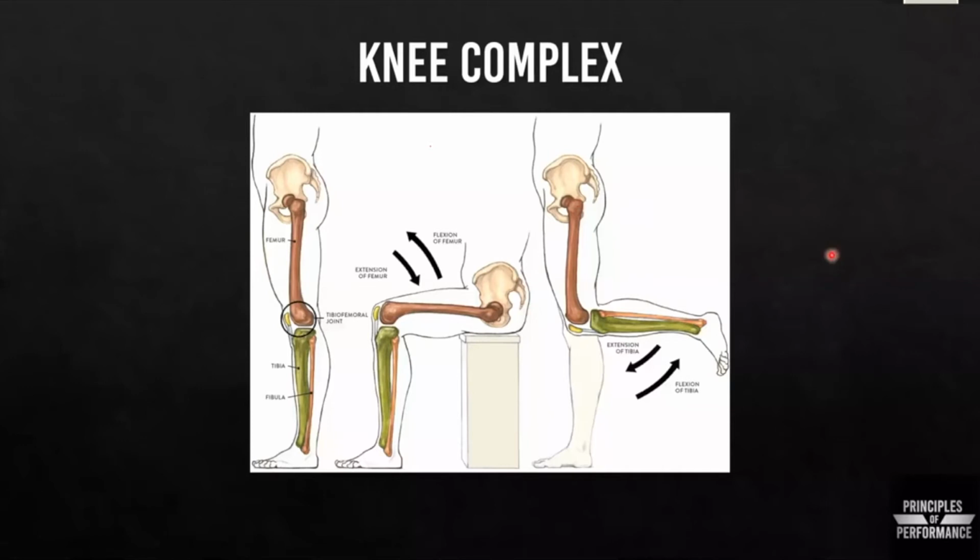Relative to the hip. What do you guys think? Relative to the hip or relative to the ground? Let me ask you this. Have the quads gotten shorter or longer? Longer. Yep. Have the hamstrings gotten shorter or longer? Shorter. So we have changed our knee angle relative to the hip.